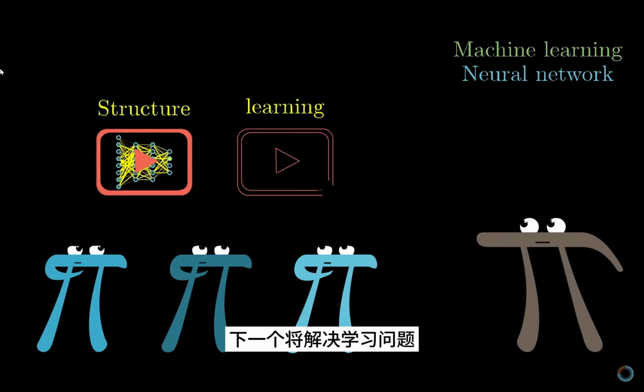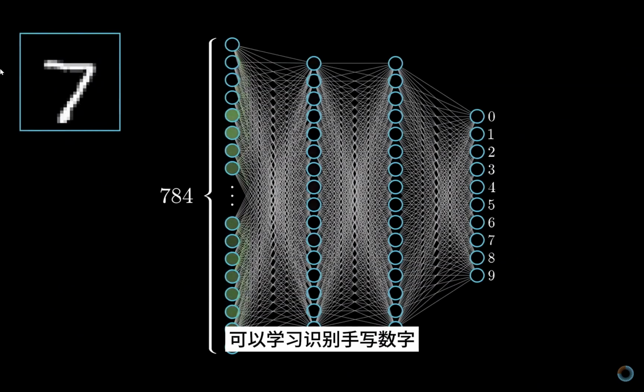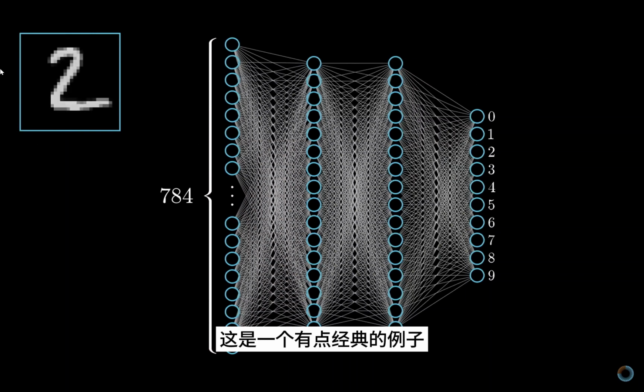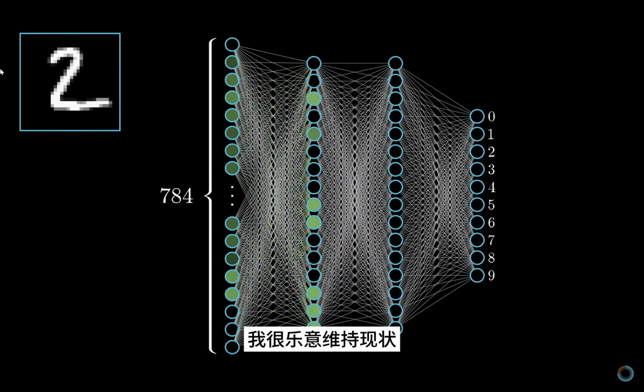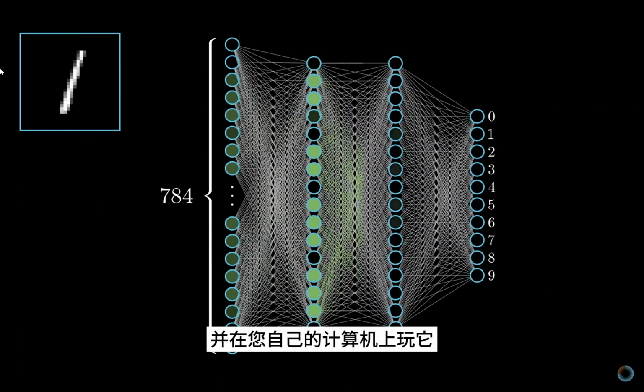to tackle learning. What we're going to do is put together a neural network that can learn to recognize handwritten digits. This is a somewhat classic example for introducing the topic. And I'm happy to stick with the status quo here, because at the end of the two videos, I want to point you to a couple good resources where you can learn more, and where you can download the code that does this and play with it on your own computer.